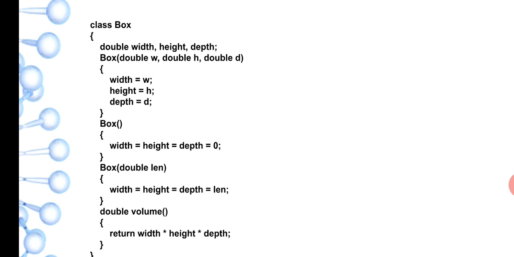Now, the last one is not a constructor. You have only 3 constructors here: one takes 3 parameters, another takes no parameters, and the third takes 1 parameter. You have one more method called volume of type double, which means this volume method will return a value of type double. Inside volume, you return width times height times depth. Whatever value you get after calculating will be returned to the calling method.